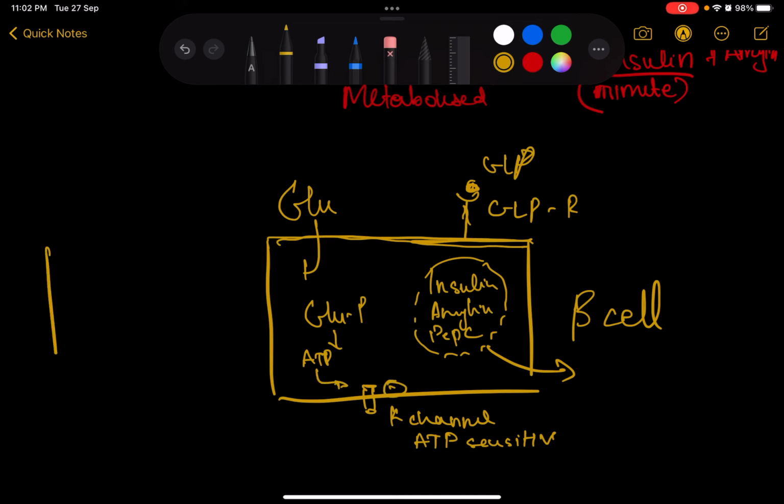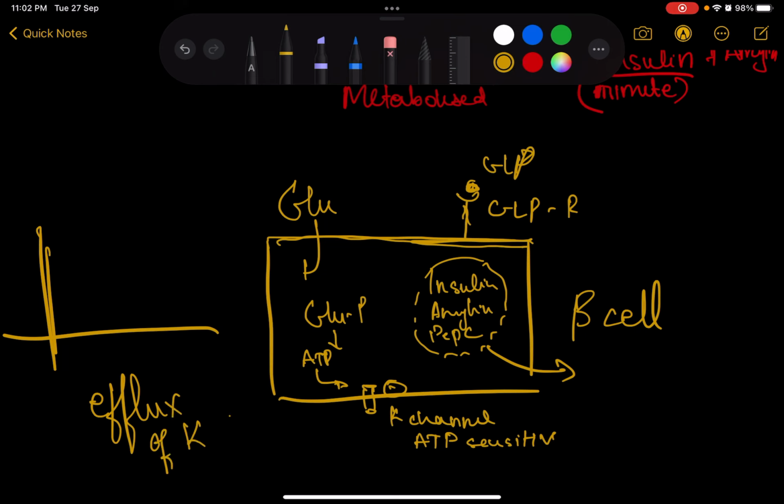The result is that the efflux of potassium decreases. Because the efflux of potassium decreases, the resting membrane potential, which is at minus 90, shifts to minus 60 or a higher point, which causes the cell to activate and release the insulin. So this is one way how insulin is released.